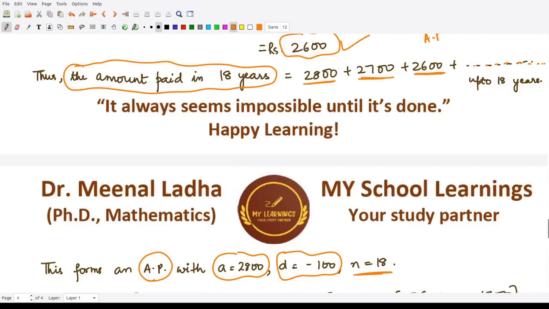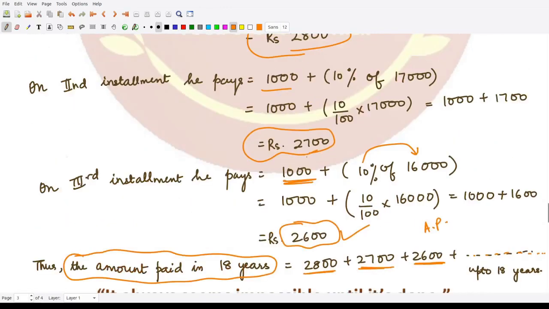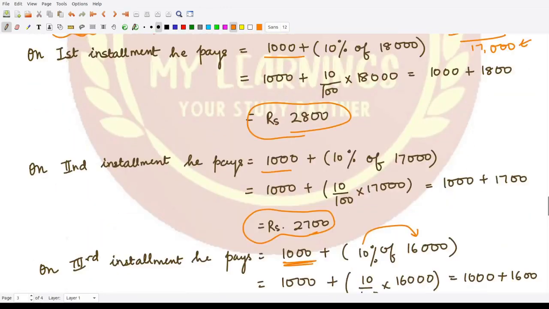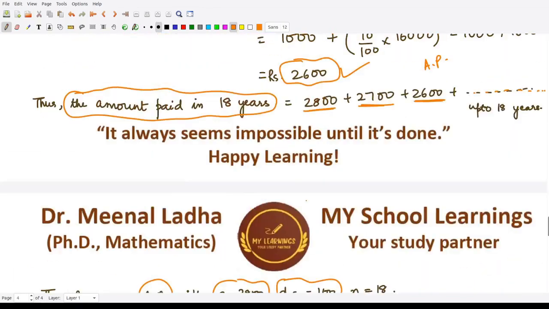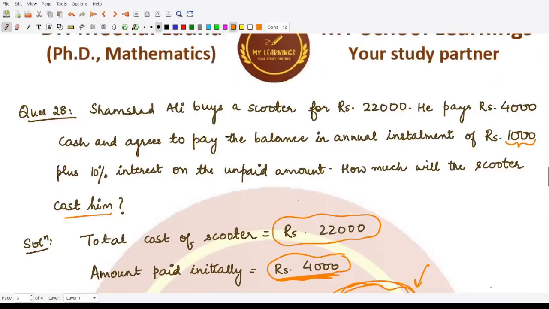Because it is the sum of this AP, correct? Sum of all the amount which he has paid, 1,000 plus 10% of the interest. So therefore in this case the amount is 35,100. So you can add it up and you can see that it is rupees 39,100. So you see, here's a huge loss for him.